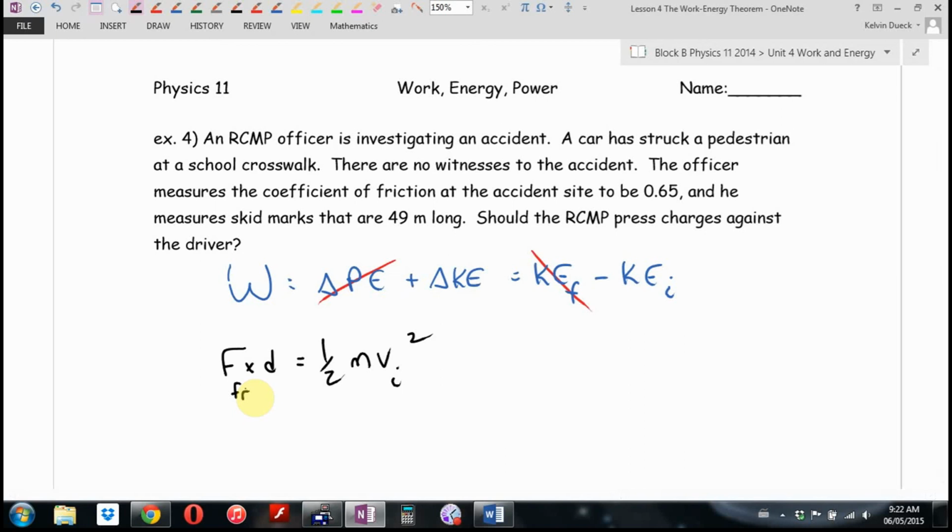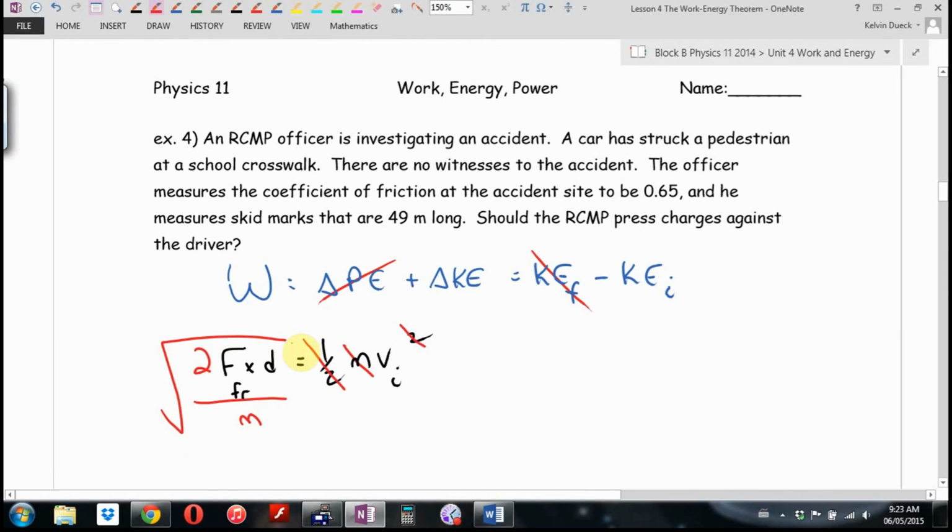If the RCMP investigator wants to press charges, what's he interested in? Amy, let's get that by itself. Times by 2, same thing, yes? Divide by m, yes? And then, Amy, how to get rid of a squared? Mr. Dueck, they didn't tell me the mass. Relax. Maybe if we're lucky, it'll cancel later on. We'll find out.